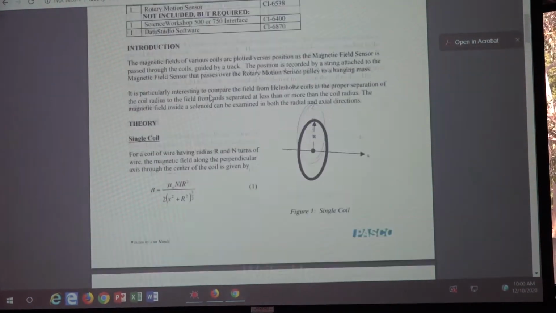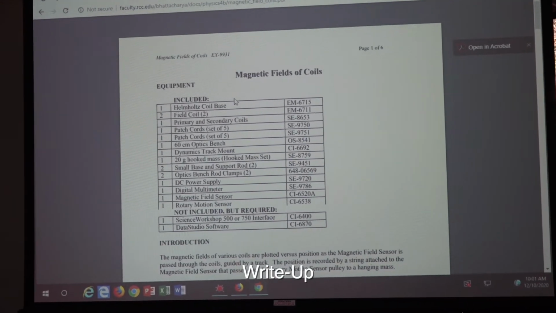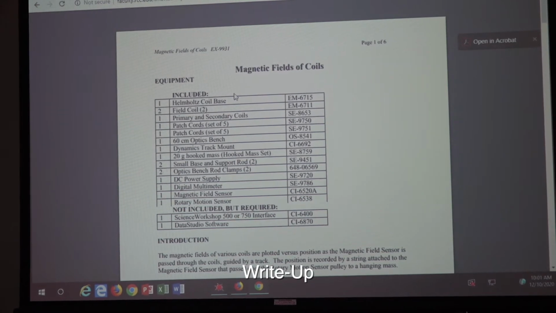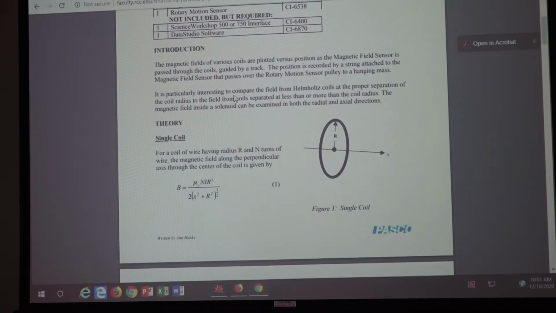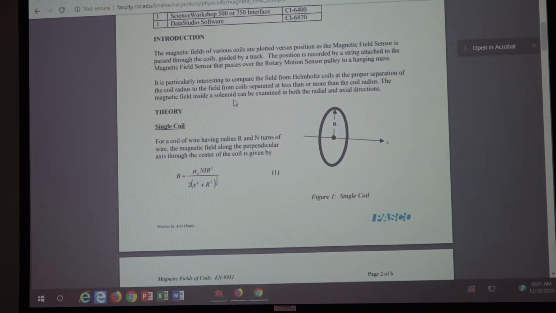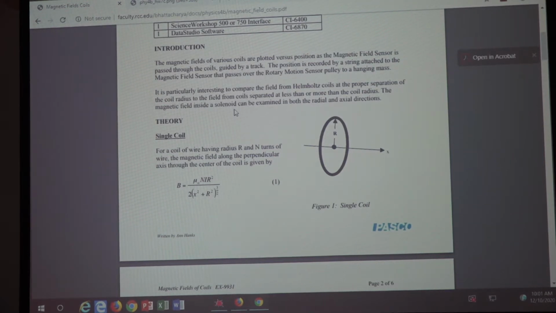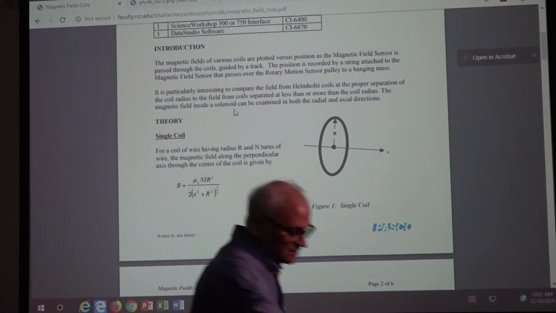The write-up itself, you will get from the lab list for the 4B course, and it says Magnetic Field of Coils. If you look at the introduction, it says magnetic fields of various coils are plotted versus position. So fields versus position is what we are after. Now, the single coil is the one I actually mentioned on the board. Let me go over and grab that meter stick.